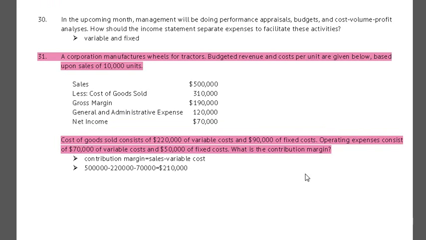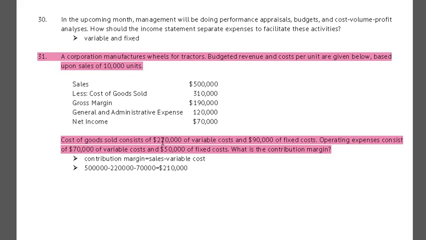Problem number 31. In this problem, you're asked to calculate your contribution margin. Your contribution margin formula is sales minus variable costs. So this one's kind of straightforward. It lists some information up here for you. One of the things that it lists is what your sales are. And then in this information, it also tells you what your variable costs are.